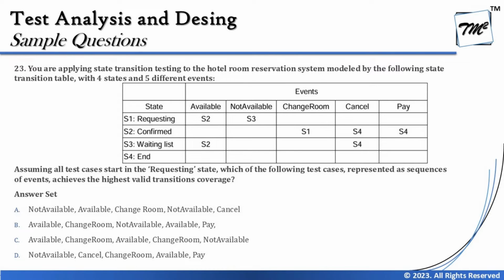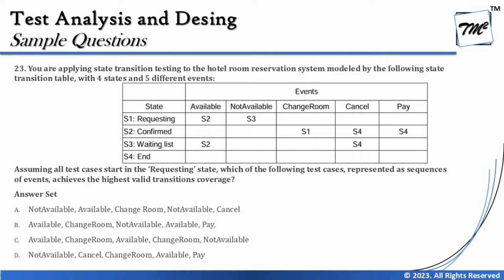Just for a high level understanding, it means that you are in S1, which is requesting a room, and if the room is available, it will go to S2. That means it will confirm it. Once you are in S2, you can proceed to make the payment or get to the cancellation. So from S2 the possibilities are S4 on cancel and pay. That means you can cancel once confirmed, or you can pay the amount and then proceed to S4.